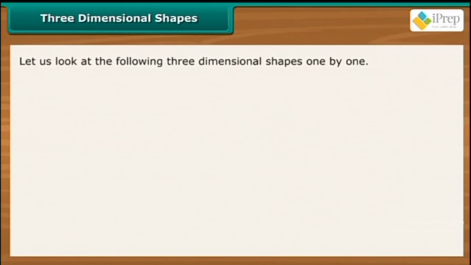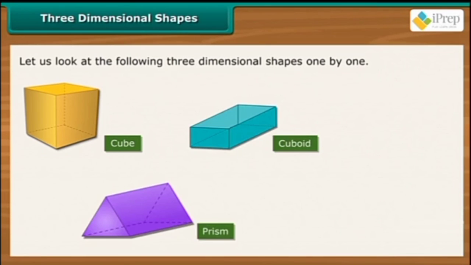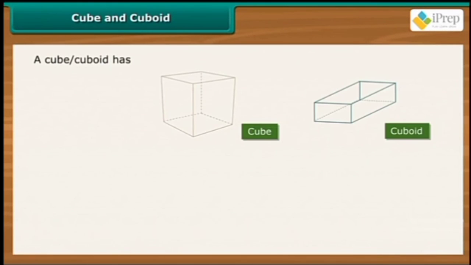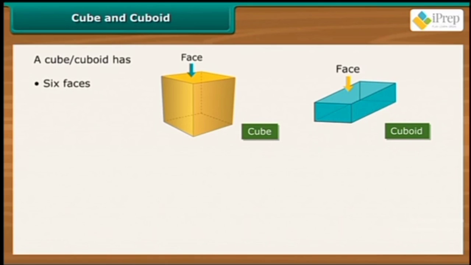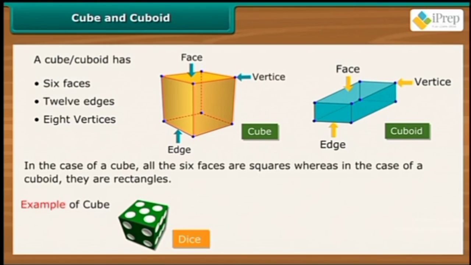Let us look at the following three-dimensional shapes: cube and cuboid, triangular prism, and square pyramid. A cuboid has 6 faces, 12 edges, 8 vertices. An example of a cube is a dice. An example of a cuboid is a book.